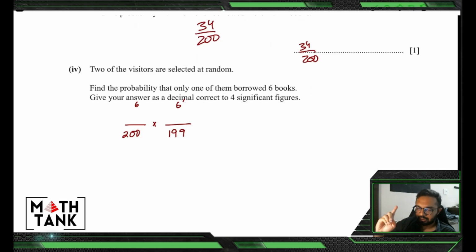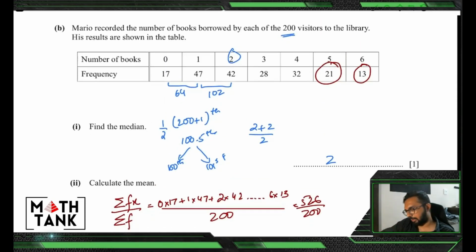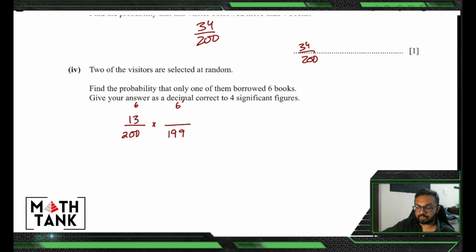Okay. Let's first do this. Borrowed 6 books. How many borrowed 6 books? 13 borrowed 6 books. How many did not borrow 6 books? That's a lot, which is 187. So the first person is 13 out of 200 who borrowed 6 books. That's the probability of getting the first person who borrowed 6 books. And the next one is 6 not, which means 187 out of 199.